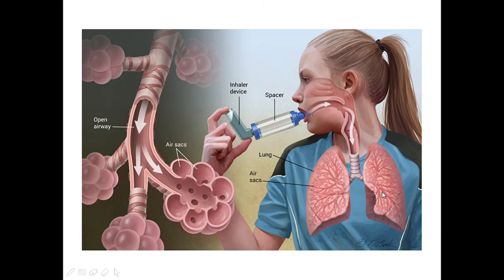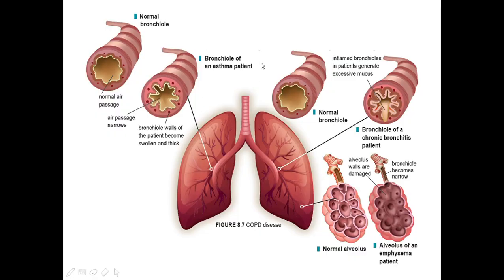So this picture here summarizes what we have learned. Okay, the three diseases. Okay, so here is the normal bronchiole compared with the bronchiole of an asthmatic patient. Okay, in an asthmatic patient, the bronchial walls are swollen and thick, so it will narrow the air passage.